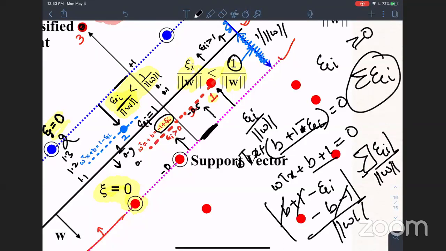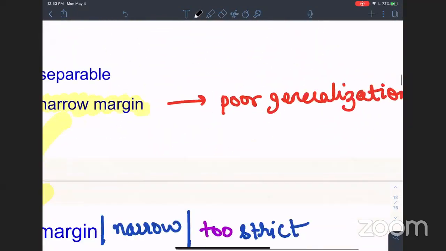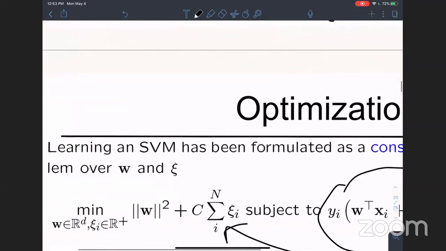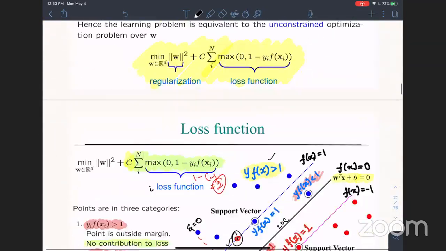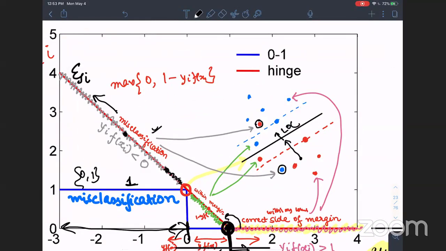Eta I is basically how much I have traveled far from my line of defense, and that is proportional to the loss I'm going to incur. See, this was the hinge loss, right? Your loss is proportional to how much you have ventured into the other side. So see, this is increasing. So all this is eta I. So you're going to sum up.